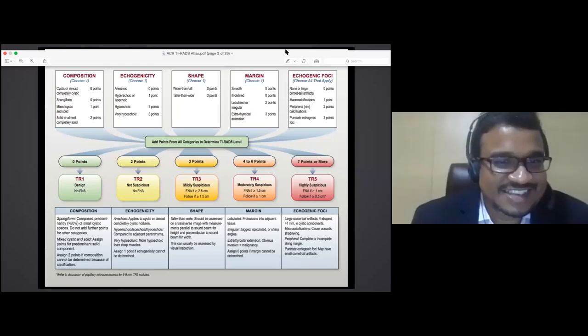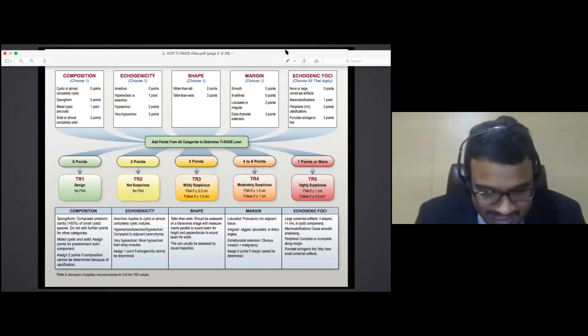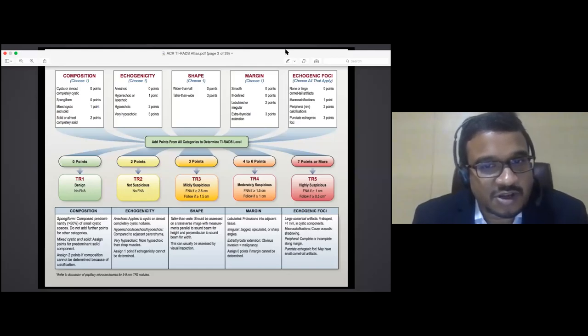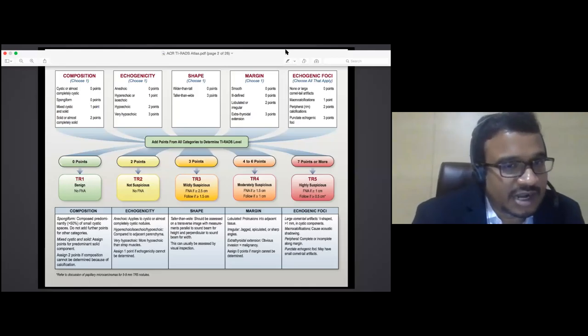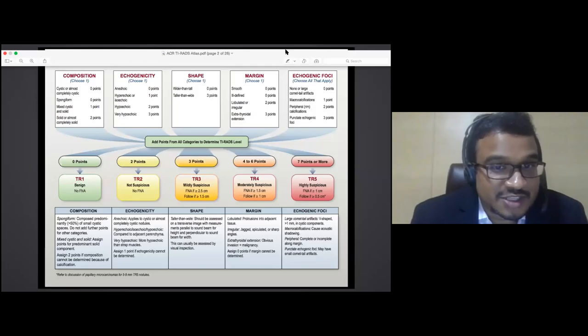Yes. So there's one more question, sir. Comet tails seen in a solid nodule with small cysts, or spongiform nodules, are suspicious. So regarding the comet tails in a solid nodule with small cysts or spongiform nodules being suspicious, Dr. Panja, would you like to take this?